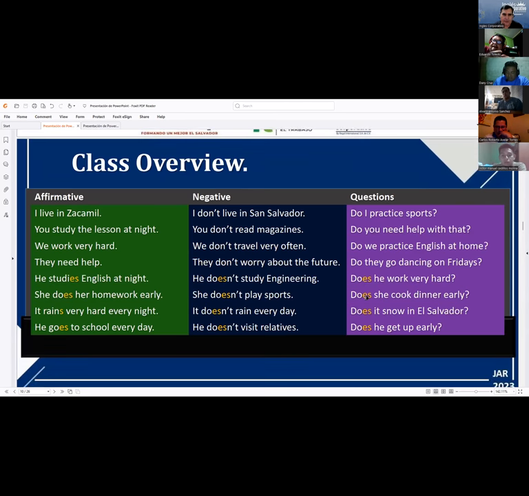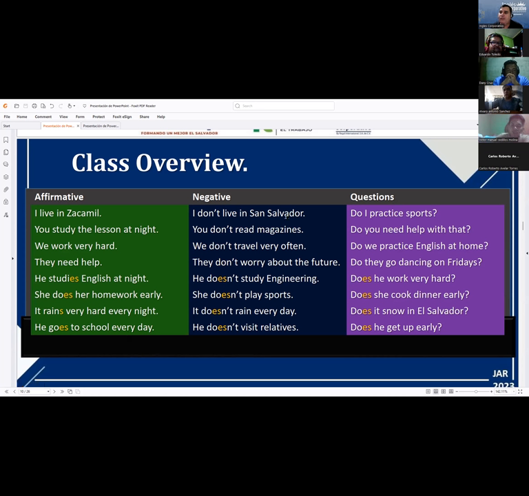Okay. Some examples. Check the examples. I live in Sacamil. You study the lesson at night. We work very hard. They need help. He studies English at night. She does her homework early. It rains very hard every night. He goes to school every day.